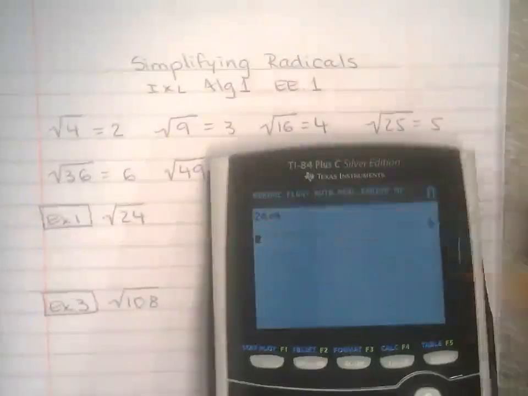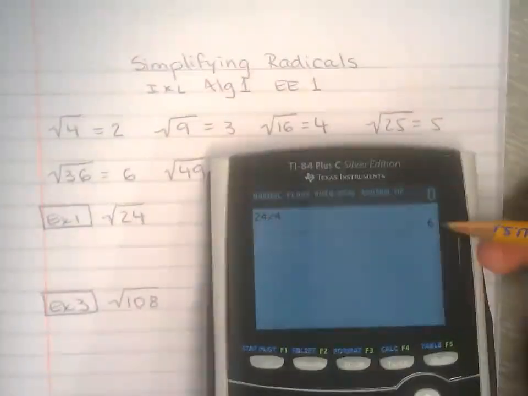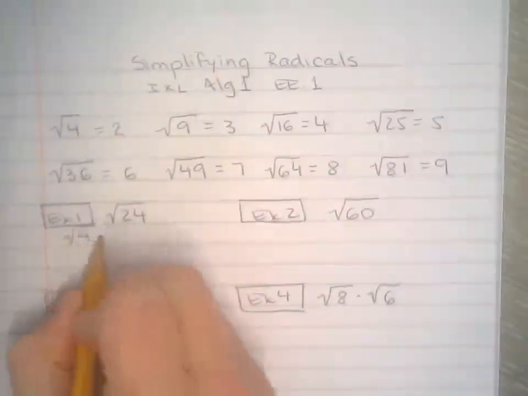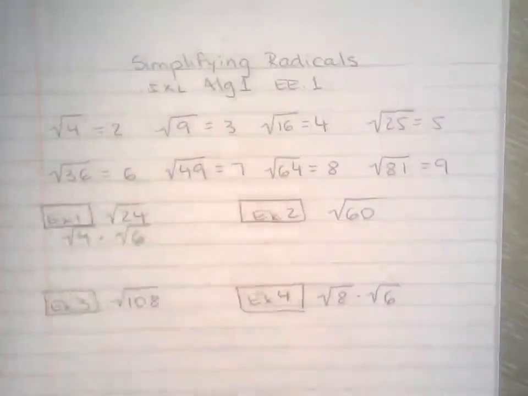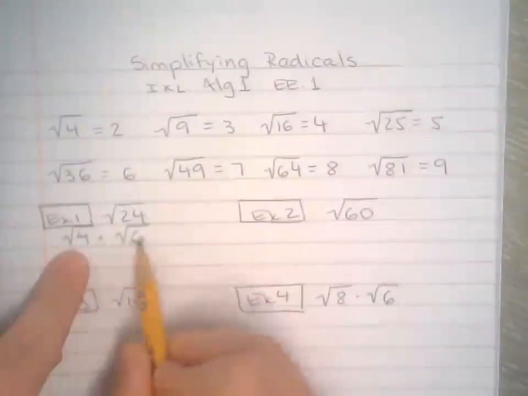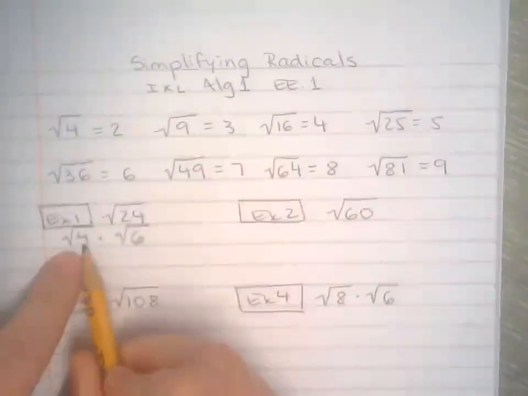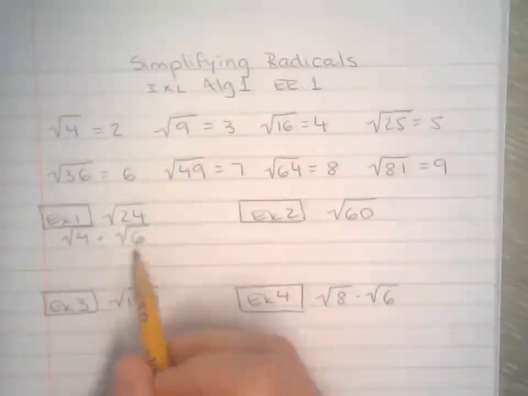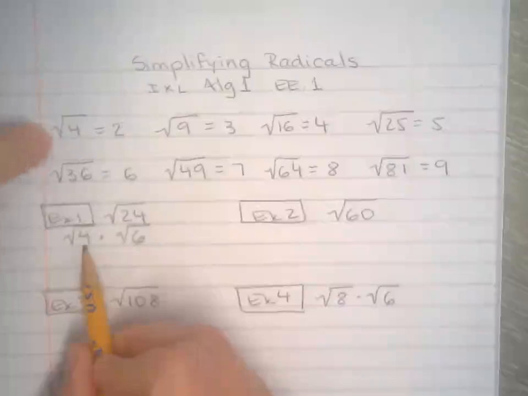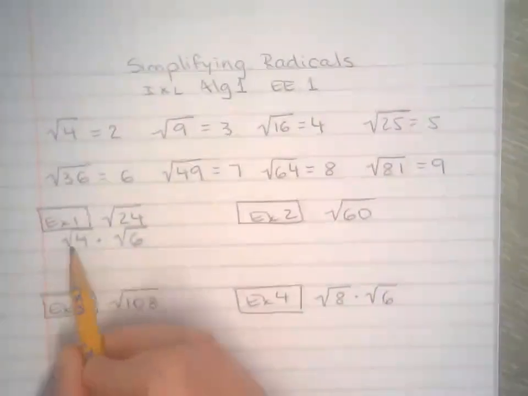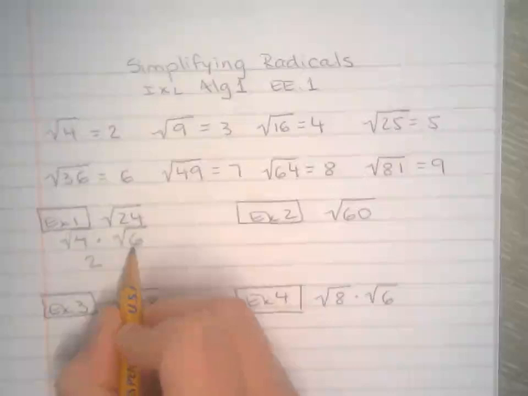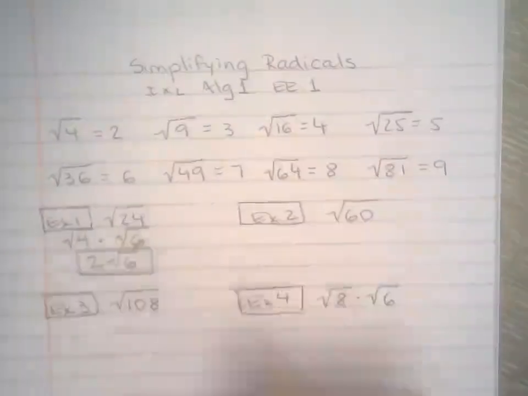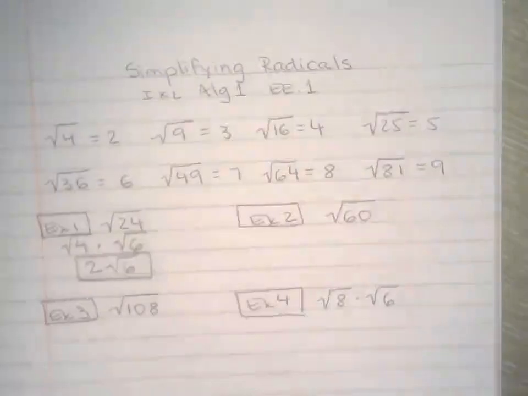When I divide 24 by 4, I get 6. So I'm going to rewrite this as the square root of 4 times square root of 6, because I know 4 times 6 equals 24. And I can split that into two radicals, two square roots. So I'll be able to simplify that. Now I know square root of 4 equals 2. So I take the square root of 4, I get 2. I cannot simplify square root of 6, so I leave that alone. There's nothing else I can do to simplify this, and voila, that's your simplified version.